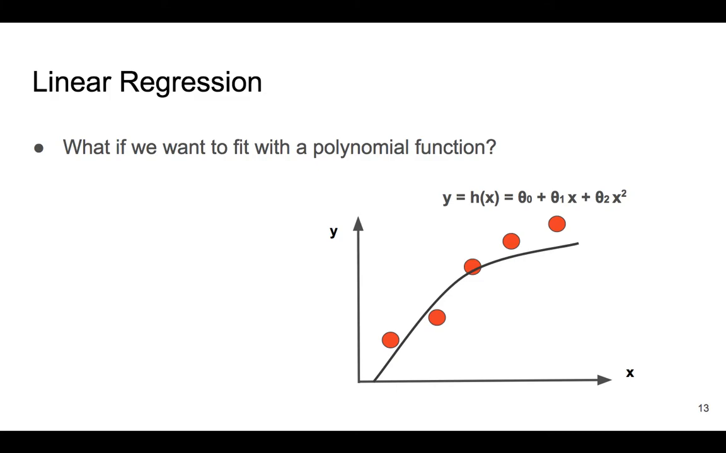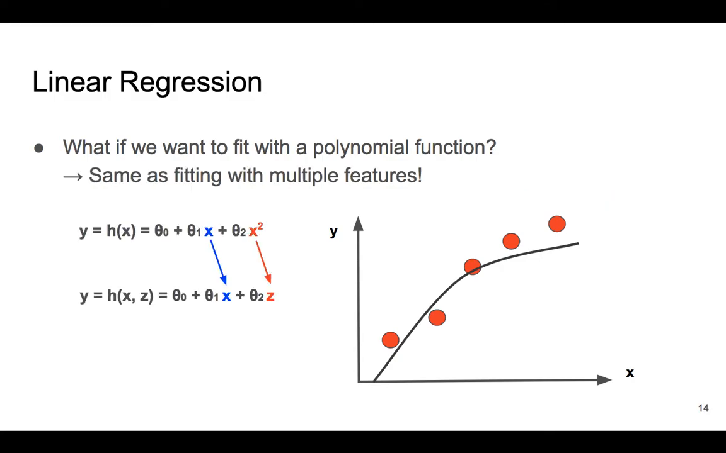What if we want to do a fit with a polynomial function, like fitting the red dots on the xy plot with a second-order polynomial? In fact, it's the same as fitting with multiple features. We can view x squared as another new variable z, and it will be the same situation as in our 3D case. Therefore, linear regression can also be extended to fitting with polynomials.